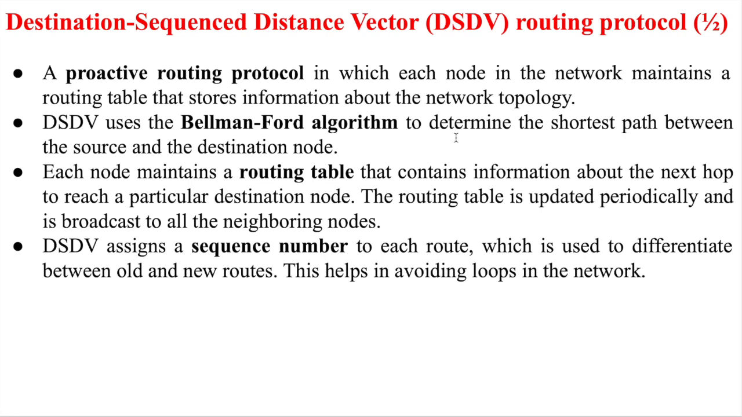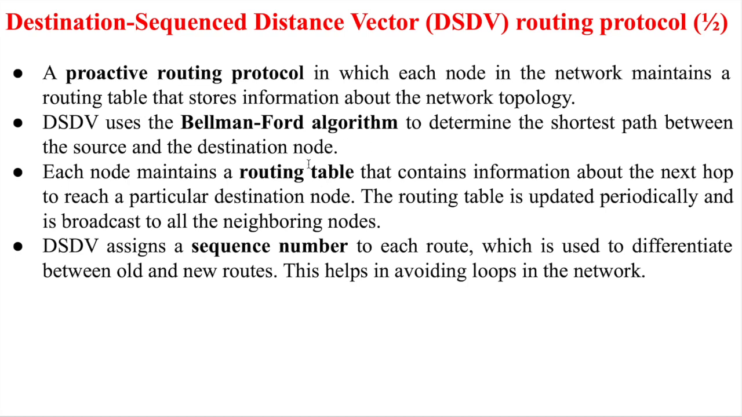The third one is the DSDV routing protocol, and this is the first proactive routing protocol. That means in that case, you have the entire network topology information saved inside a table. And this is based on the all-pairs shortest path Bellman-Ford algorithm, if you go through data structures. So make the matrix, find the shortest path, and work accordingly.